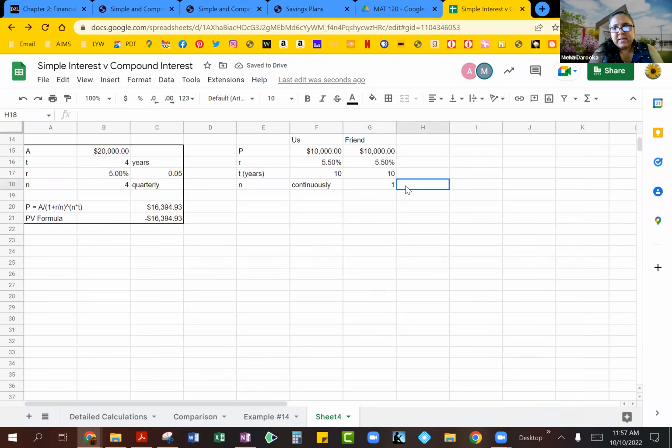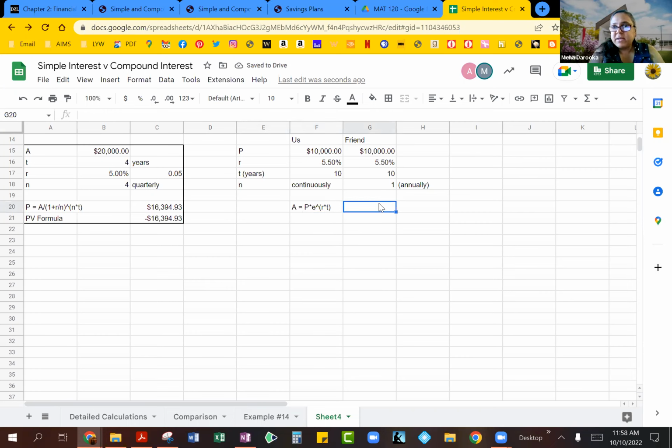So this guy was compounded annually. In our example, for us, we are going to have to use A equals P times E, and then E is raised to the power of R times T. So that's going to be for the continuous compounding.